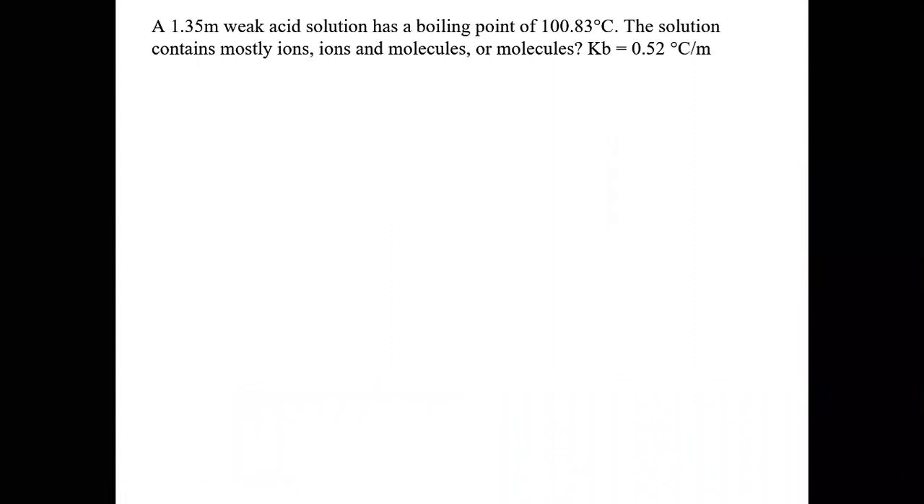So here we have a weak acid, a 1.35 molal solution. The weak acid solution has a boiling point of 100.83. Does the solution contain mostly ions, and molecules, or molecules? And it gives us the Kb. So again, a weak acid dissociates into two particles. And so an i of 1 means it's going to be all molecules. An i of 2 means it's going to be all ions.